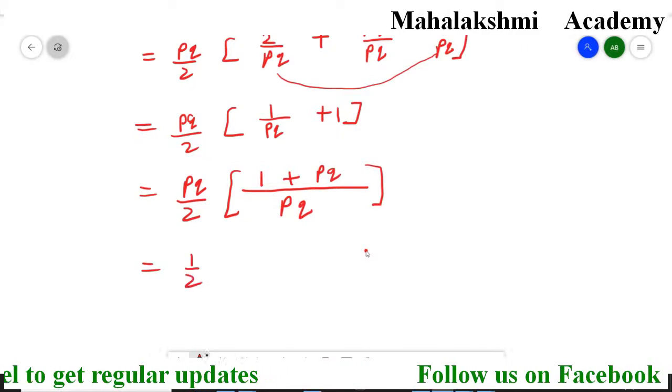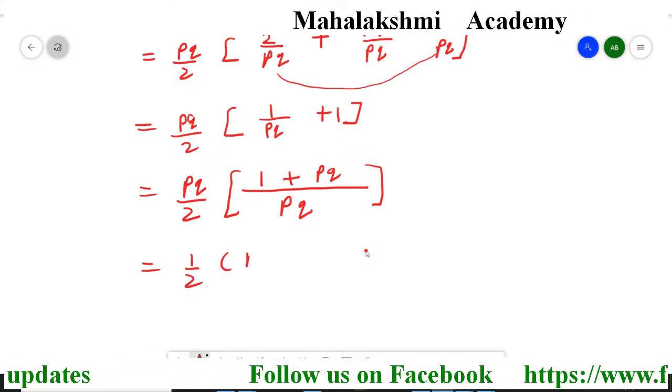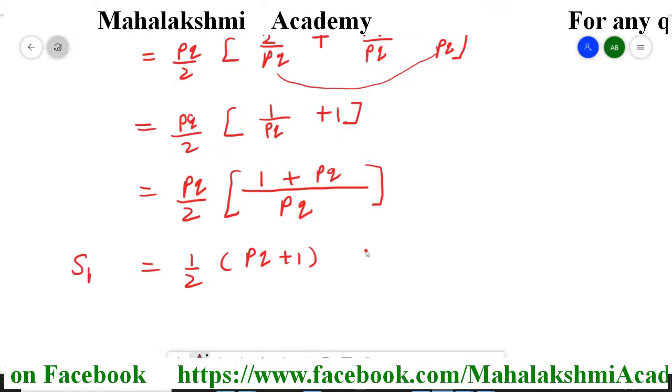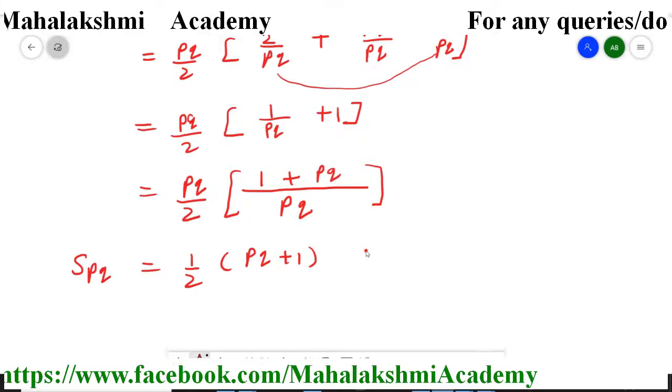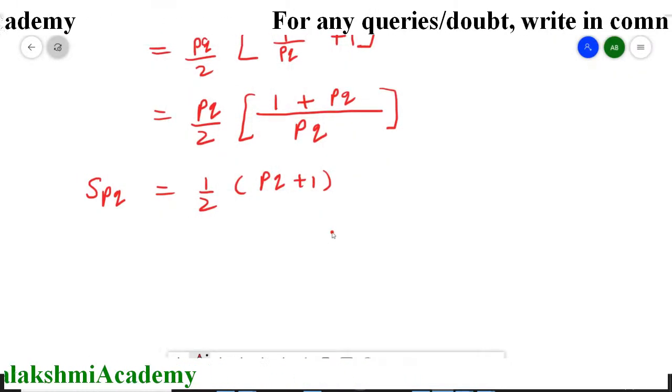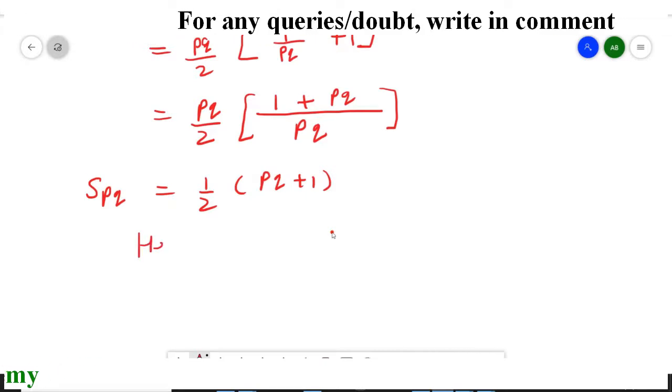Which implies half bracket pq plus 1. That is what we want: the sum of pq terms is half bracket pq plus 1. So this result only we had to prove. So finally we write down, hence proved.